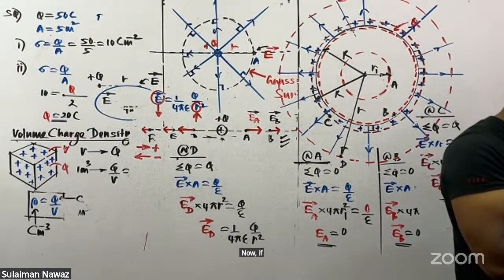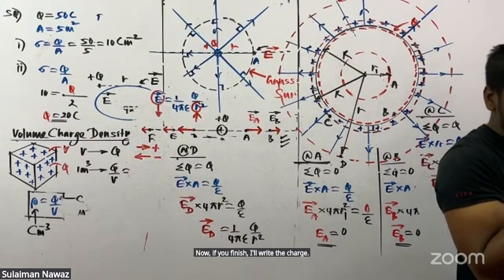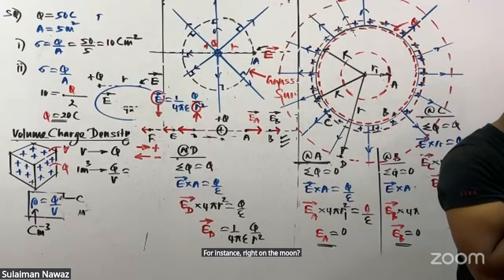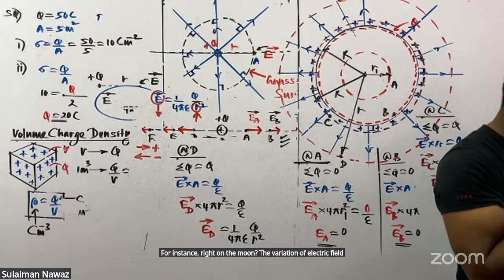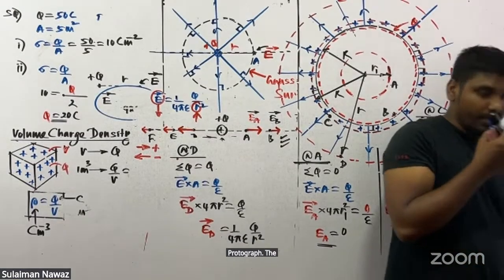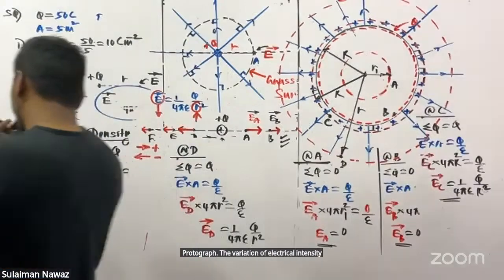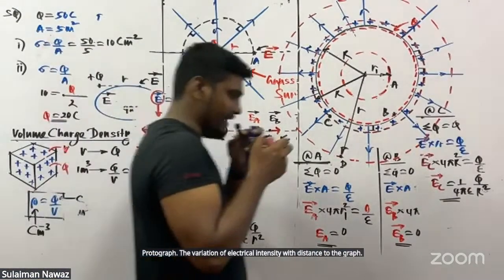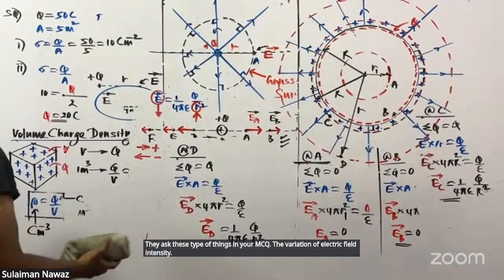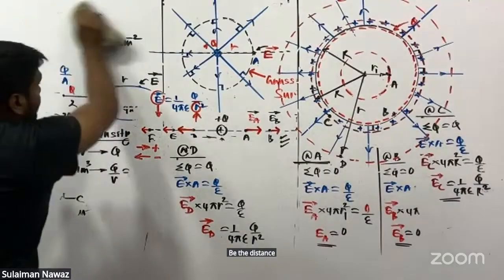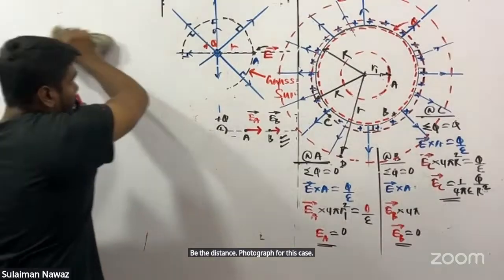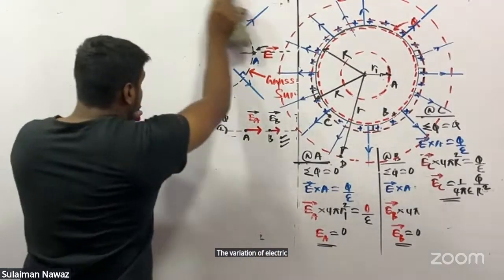Now, if you finish, write the electric field intensity variation with the distance. Draw the graph of the variation of electric field intensity with the distance. They ask these types of things in your MCQs also. Draw the graph for this case, the variation of electric field intensity with the distance.